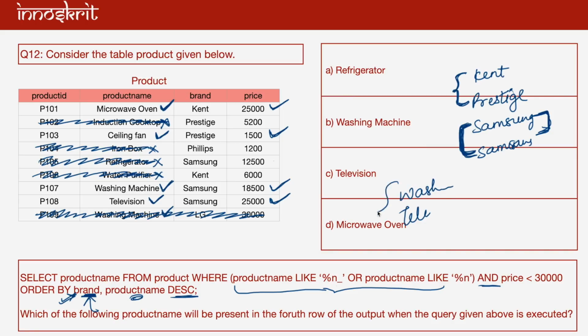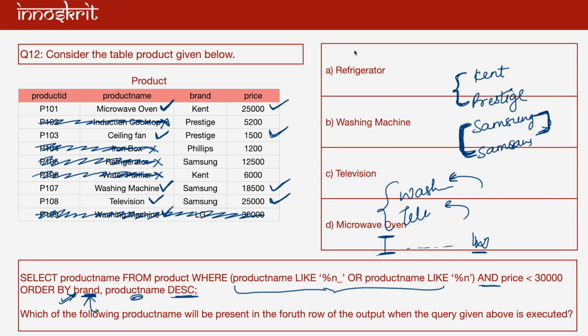So if I arrange these two words in the descending order, then obviously washing machine will come first, then television, because W comes after T. T comes here and then W comes. So for the descending order, W has to come first.